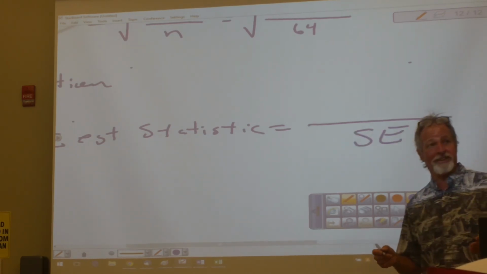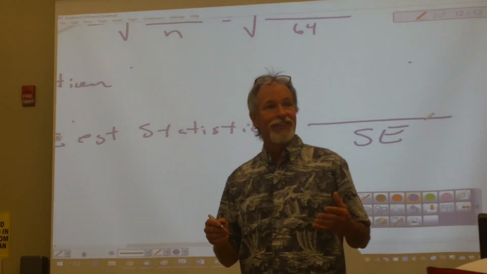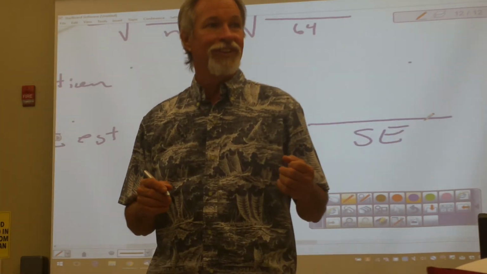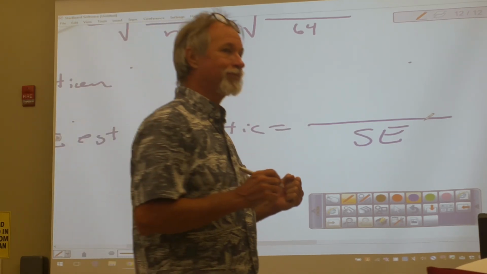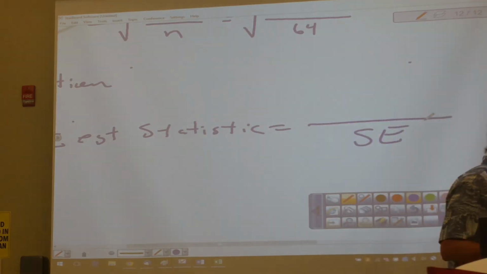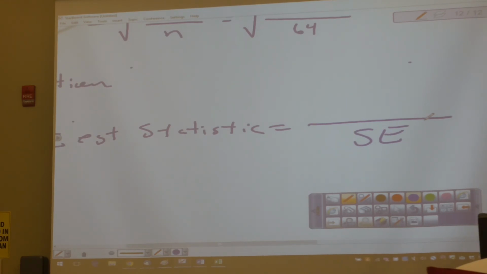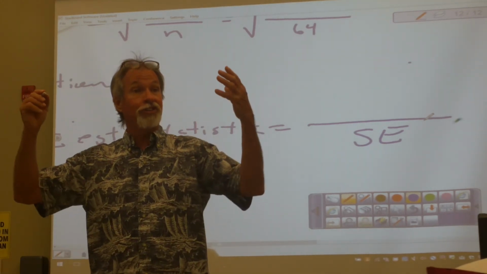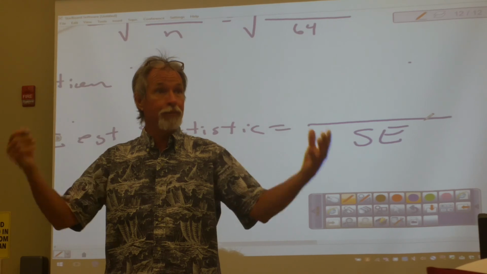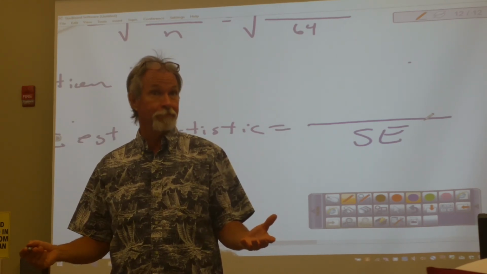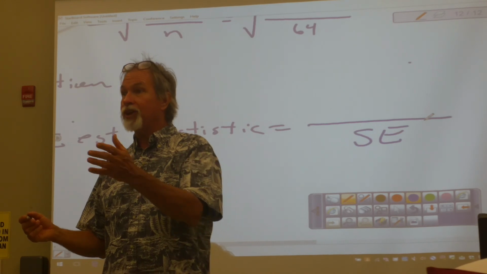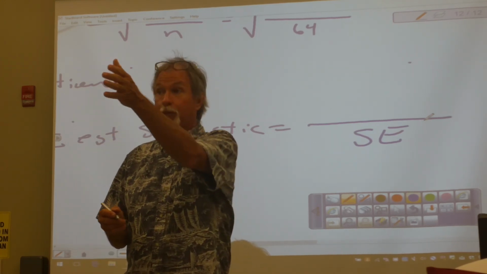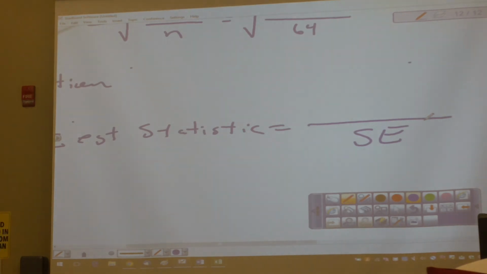But I don't have means. What am I testing? I'm not testing means, I'm testing proportions. So I'm going to be subtracting proportions. So P minus Q. Remember when we were testing means, we took the mean of the sample minus the mean from the null hypothesis, right?